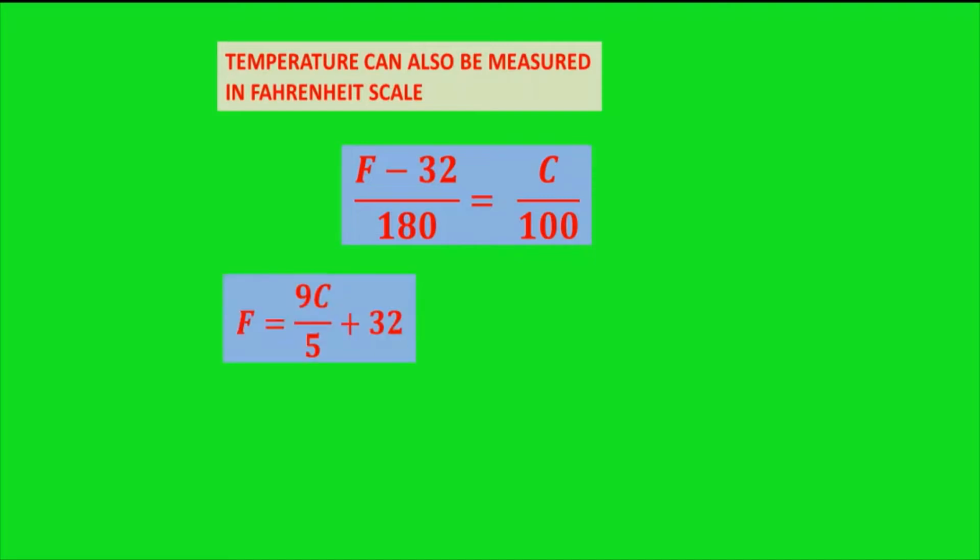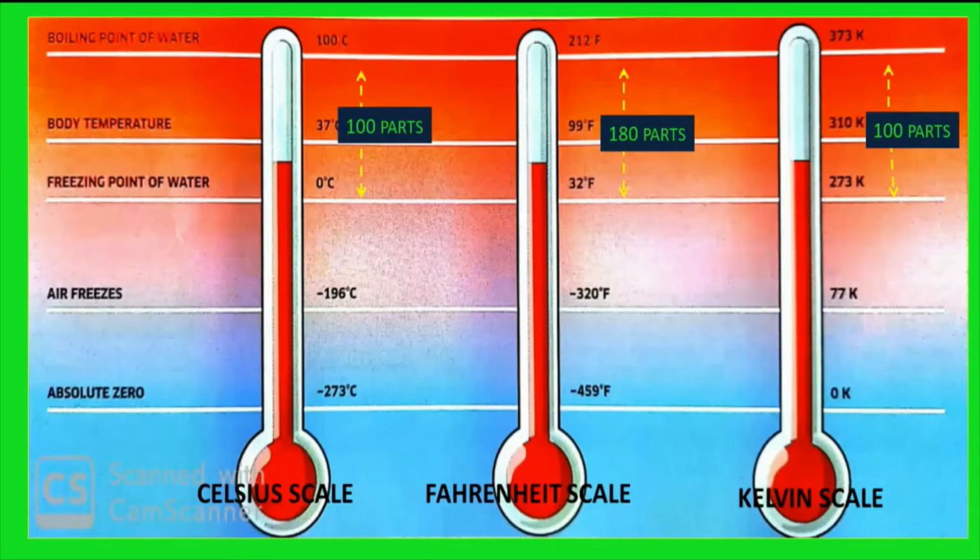So F in terms of C is given by F equals 9C by 5 plus 32. Similarly, C in terms of F is given by 5 times (F minus 32) by 9.